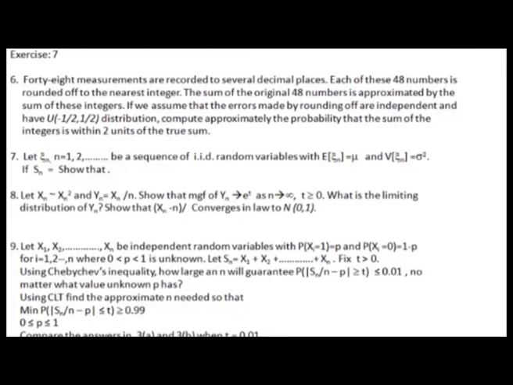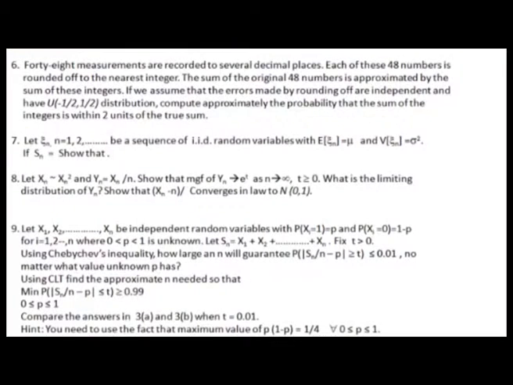As I said, if the number is something like 10.4, then you will round it off to 10. If the number is 9.7, you will round it off to the integer 10. So, you are assuming that the error, that means the actual number minus the rounded number, that difference, is uniformly distributed between -1/2 and 1/2, right.